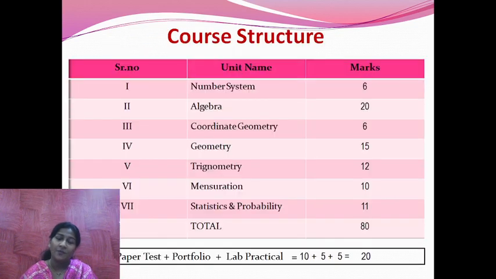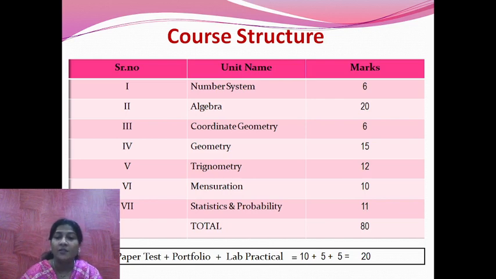Okay. So now let us proceed towards our course structure. There are 7 units, students. In the first unit there is the number system, and for it the weightage is 6 marks. Second unit is algebra, weightage 20 marks. Third unit is coordinate geometry, weightage is 6 marks.